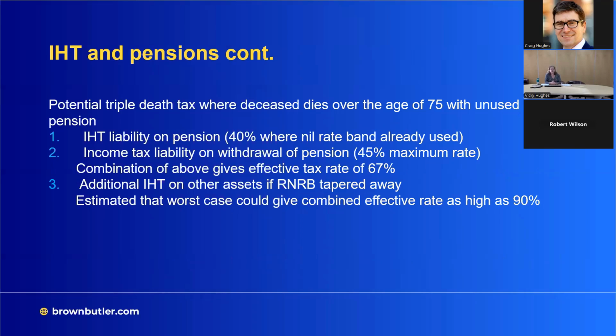And it's estimated that if you suffered from all of those, the combined effective tax rate could be as high as 90%. And I think this is something that is said to be being looked at, but we haven't had any updates on this.